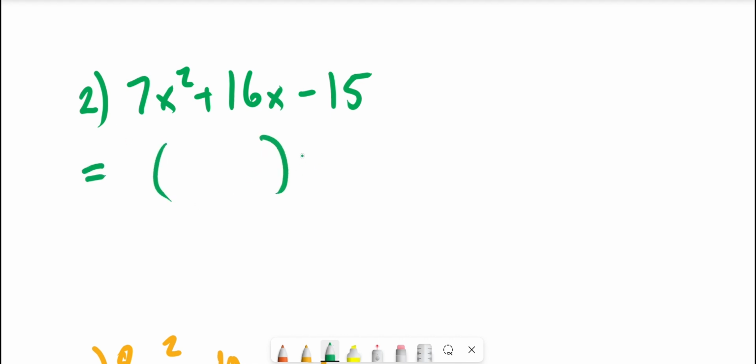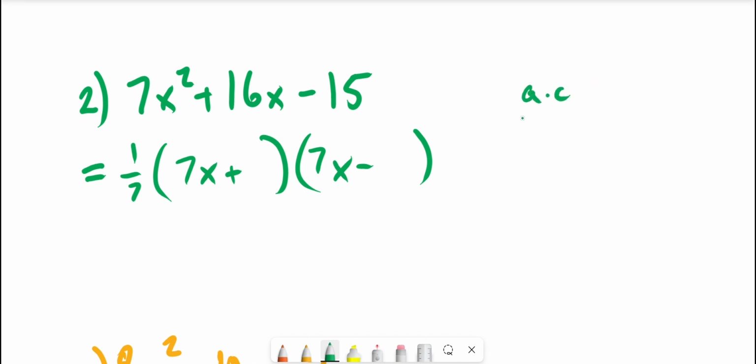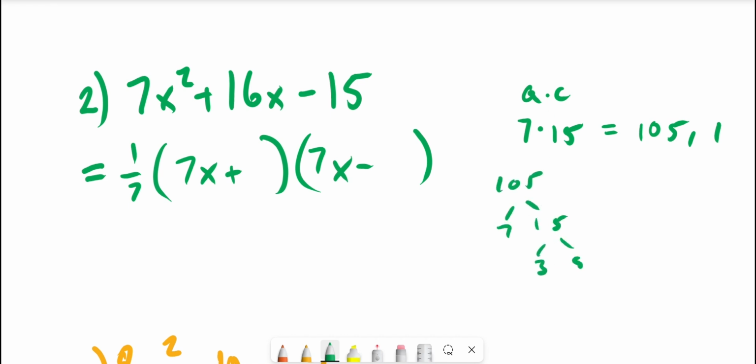Okay, so what do I do here? I set up my parens. I'm going to need an x and an x. I'm going to need a plus, and plus times a minus gives me a minus. I need 1 over 7 and 7s in each one of these positions to put the a's where I need them to go. And now we look at a times c. A times c is 7 times 15, which is 70 plus 35, so this is 105. And so if we wanted to break this down, we could take 105 and break it down into 7 and 15, why not? And this is 3 and 5.